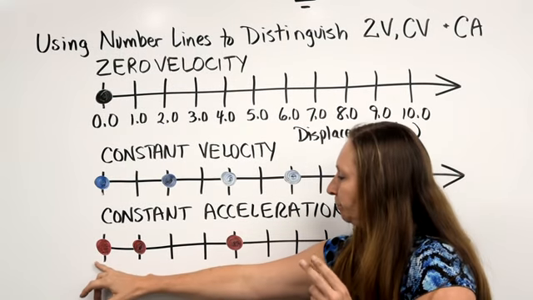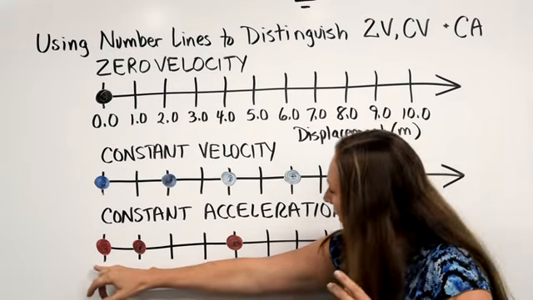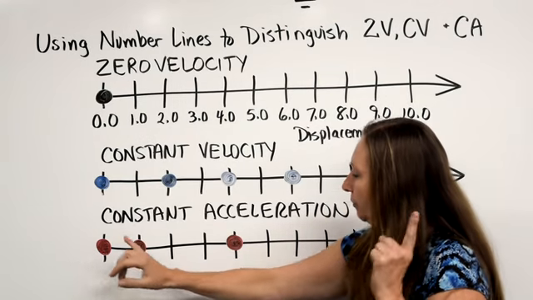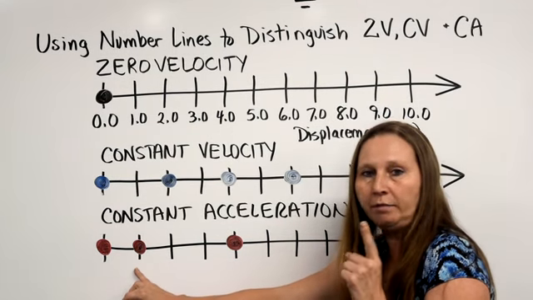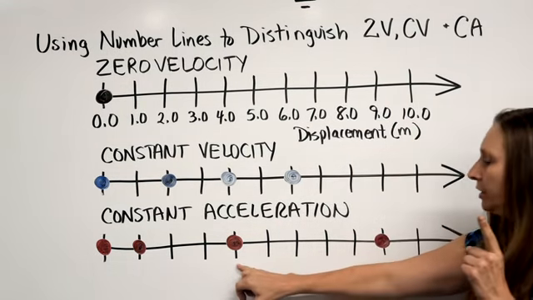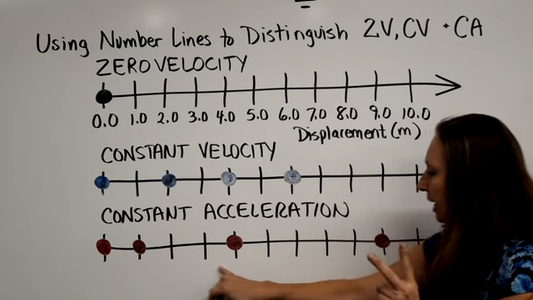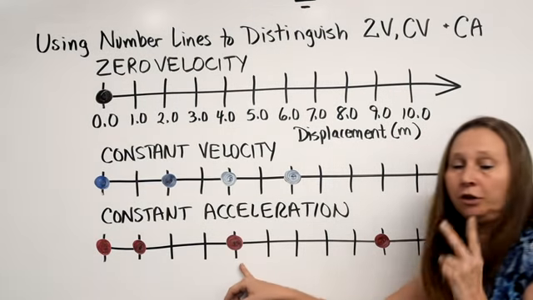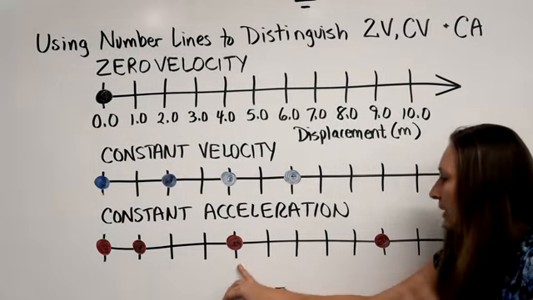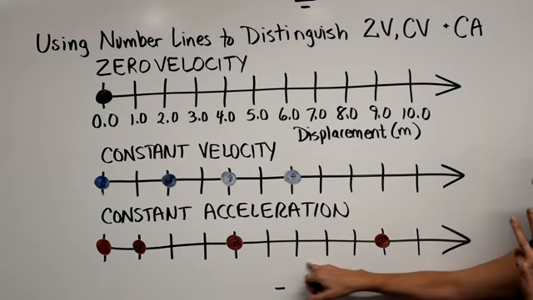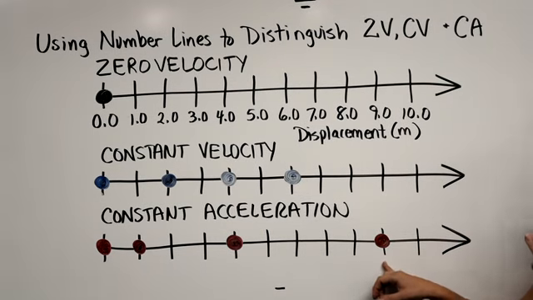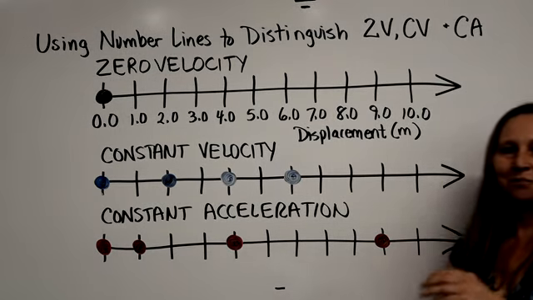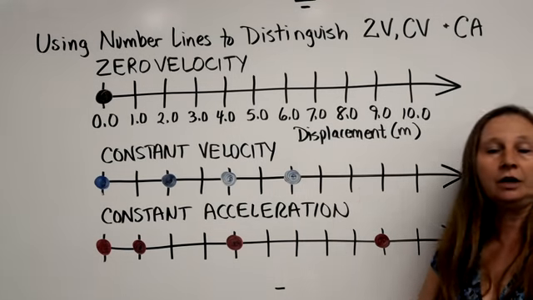This person started out slowly at 0. In the 1st second, they went to 1 meter. Then they covered more distance in the next second. They covered 3 meters in the next second. And they're still going faster again. So this time, they covered 5 meters in the next second. Right? So this is on a number line.